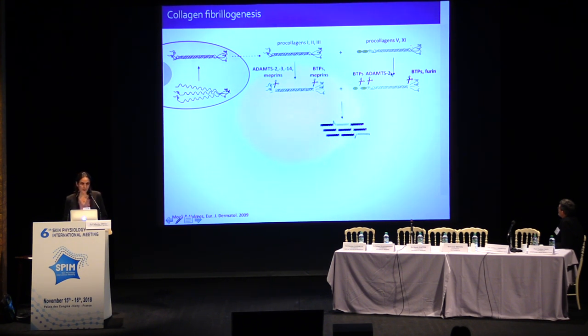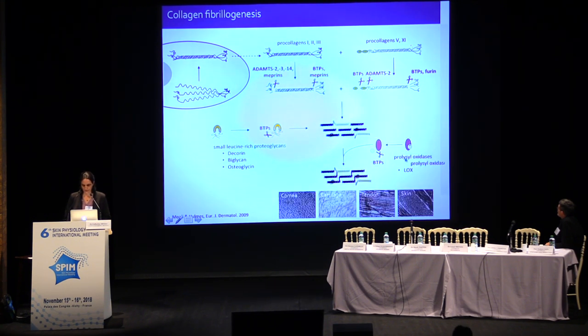Among the various proteolytic enzymes which play a role in these maturations, the BTPs play a dominant role because they are also involved in the maturation of small lysine-rich proteoglycans such as decorin, biglycan, and osteoglycin, which can bind to the collagen fiber and control their diameter and spacing. Finally, they can also activate two enzymes, called LOX and LOX-L, which can initiate the formation of crosslinks between collagen monomers to stabilize the collagen network.